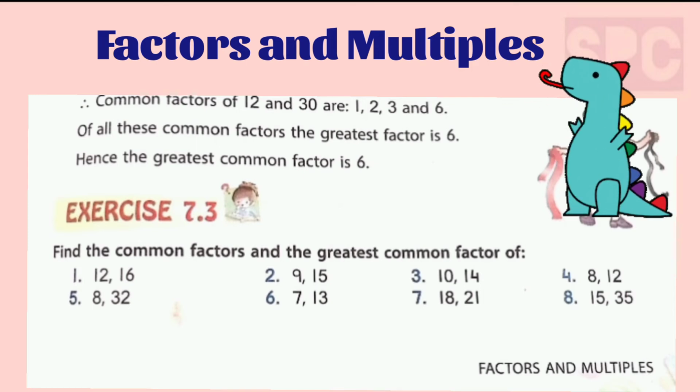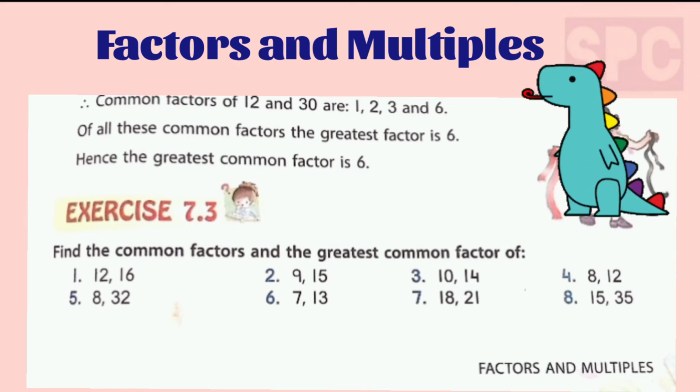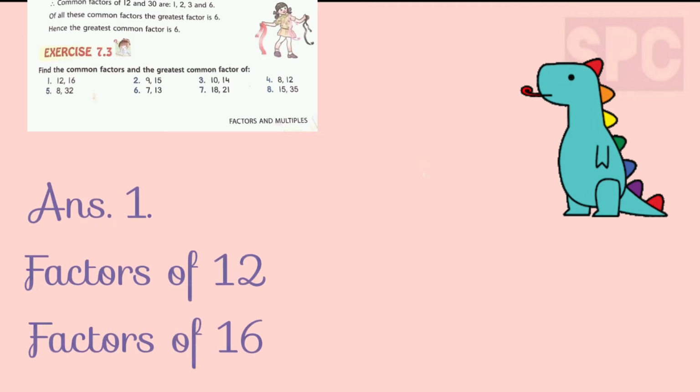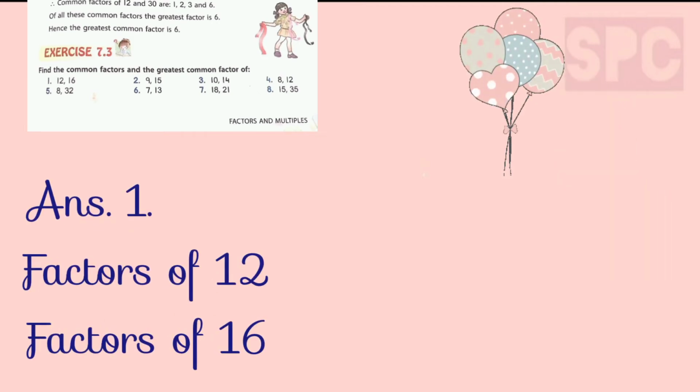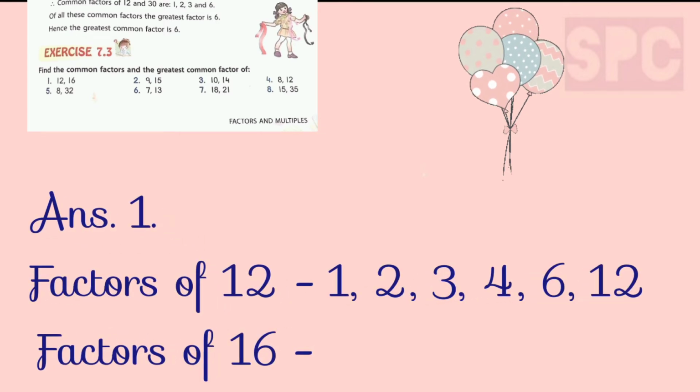In the first question, we have to find common factors and greatest common factor of 12 and 16. So first, we'll write all the factors of both of these numbers. We know that the smallest factor of all the numbers is 1. So first factor of 12 will be 1, then 2 6s are 12, so we'll write 2 and 6 as well. Then 3 4s are 12, so 3 and 4 will also be written.